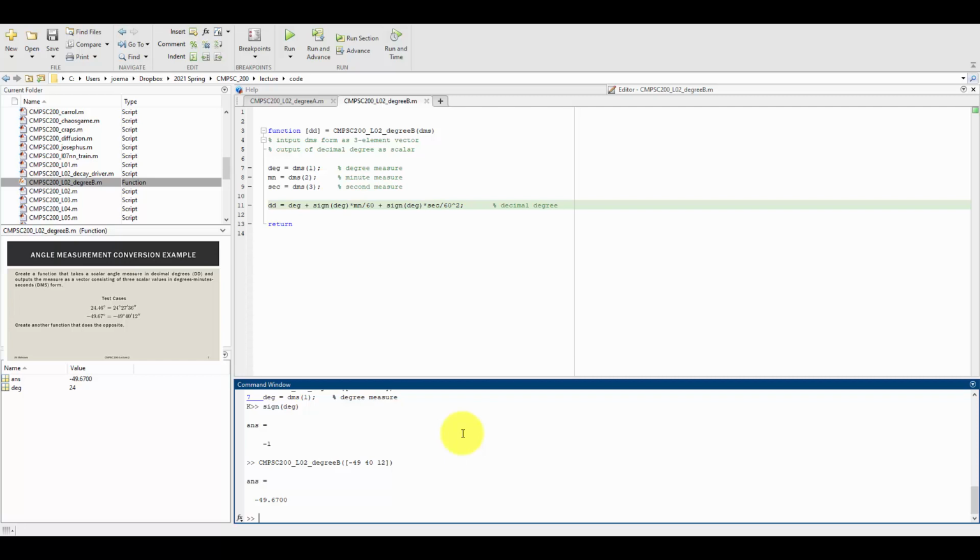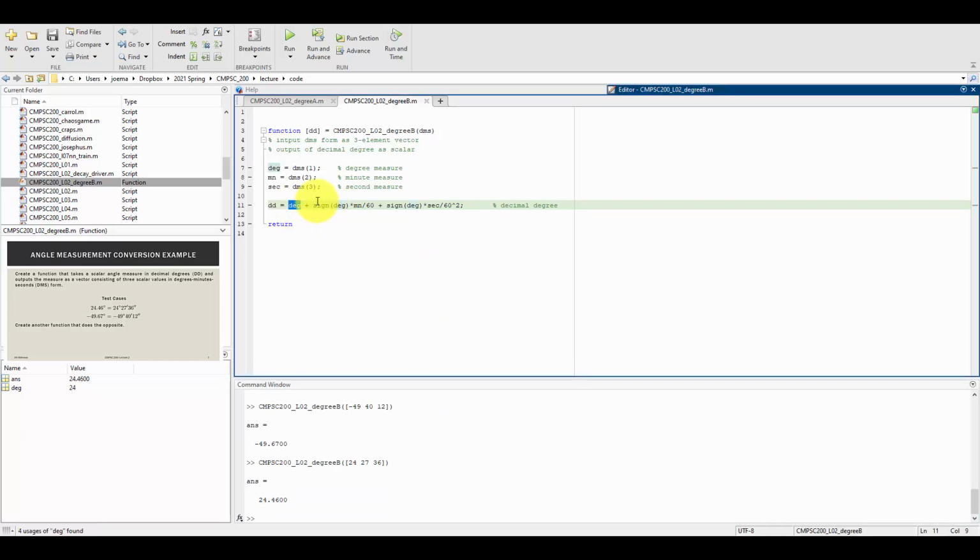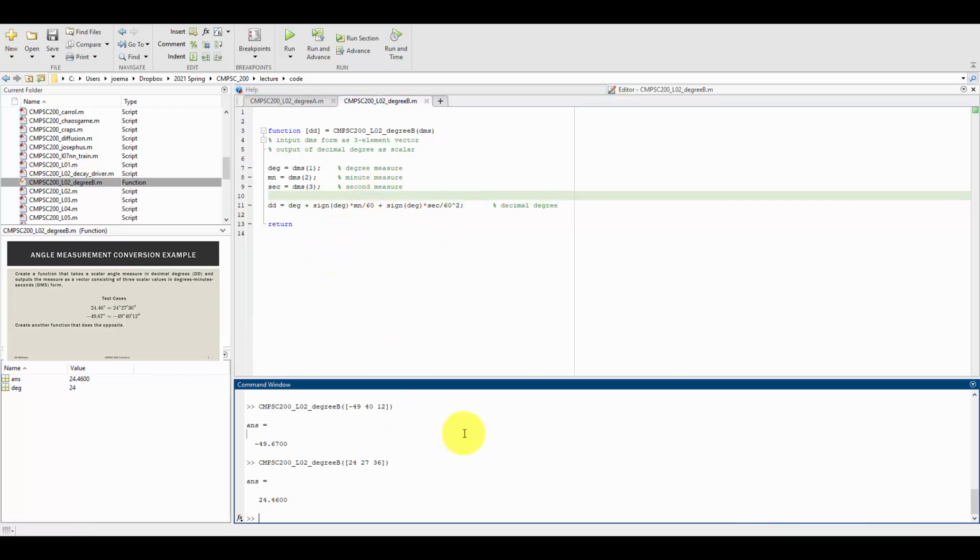But let's go back. Let's make sure it did not ruin the first test case, so 24, 27, 36. So that still works because in this case degree is positive, so the sign of degree is just positive 1, so that works just like it did before. And over here this is also positive 1, so that works properly as well. So adding in that extra little bit of logic has now fixed it so that it works for a positive angle measure or a negative angle measure.